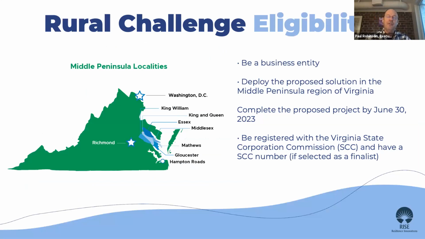Eligibility is important for the Rural Challenge. This is what you need to know if you're going to enter. You have to be a business entity. We don't fund individuals, and the project must be completed by June 2023. If you are selected, you have to register with our State Corporation Commission. You don't have to register to enter, but you need to register if you are selected as a finalist and to be part of the program.